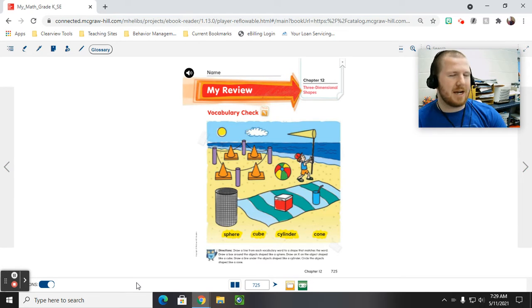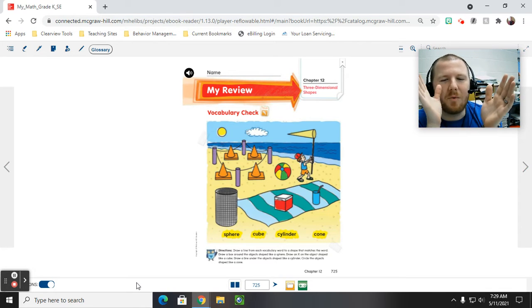Today we are wrapping up chapter 12. Chapter 12, the entire chapter for my math, was talking about three-dimensional shapes, or as we call them, solid shapes. Solid shapes help us to see that they are solid objects. They're not flat like 2D shapes. Solid, they take up space. So that's one way to talk about it. Three-dimensional helps remind us that we can measure them in three ways. We can measure how long, wide, and tall they are versus flat shapes that are just long and wide.